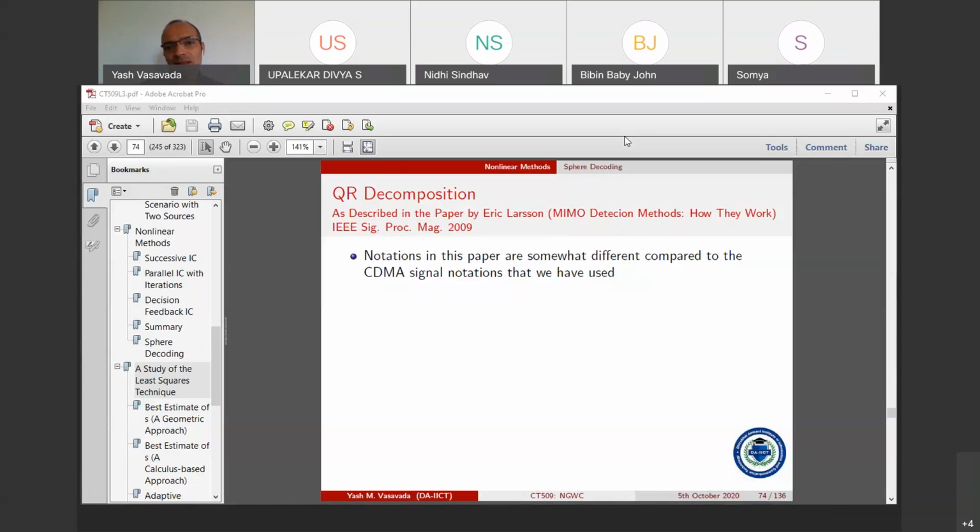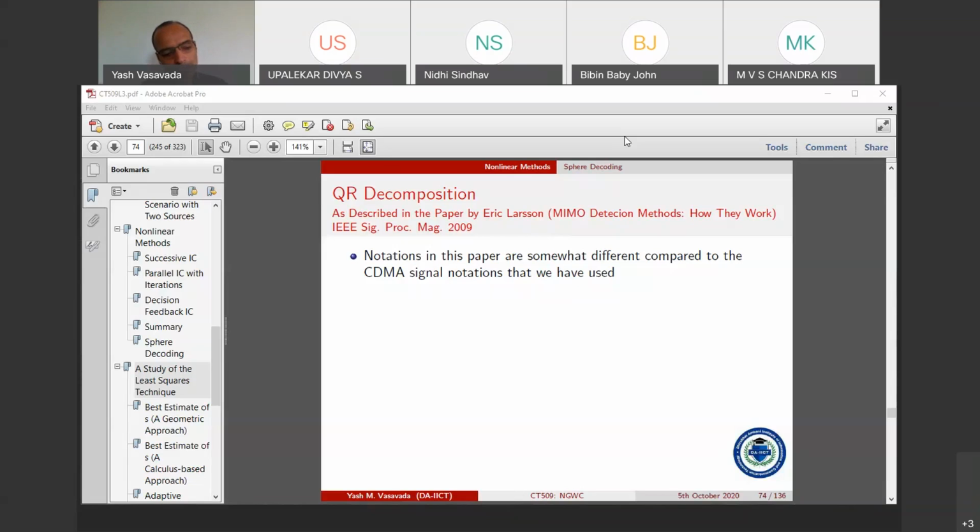You just consider all the possibilities of the transmitted symbols, and then you intelligently prune down your search. So this is almost like a brute force algorithm, which, if I want to give you a very high level preview in a nutshell, this is what the sphere decoding algorithm is.